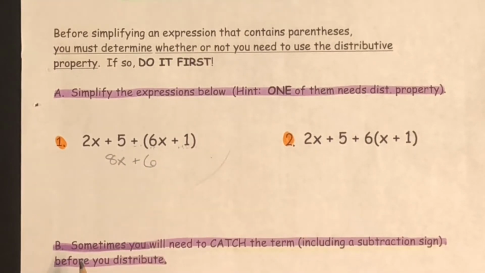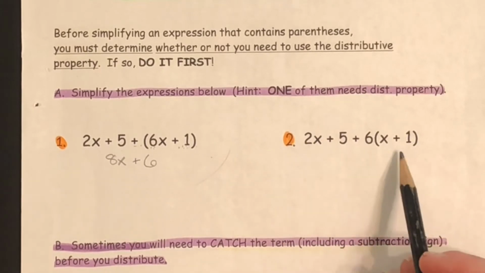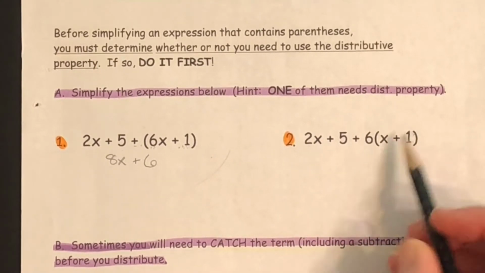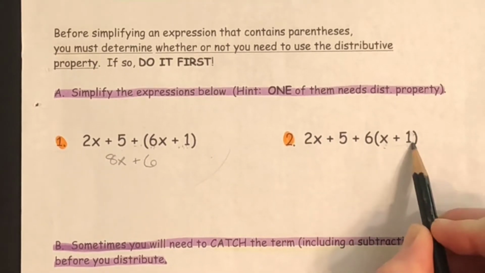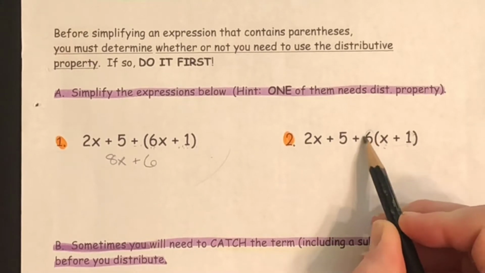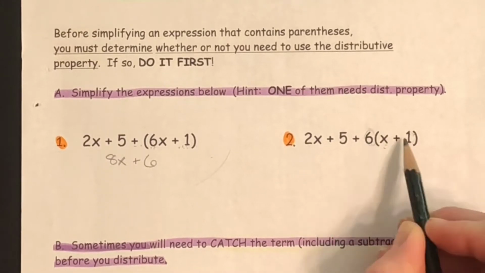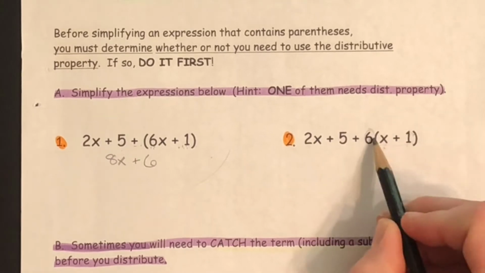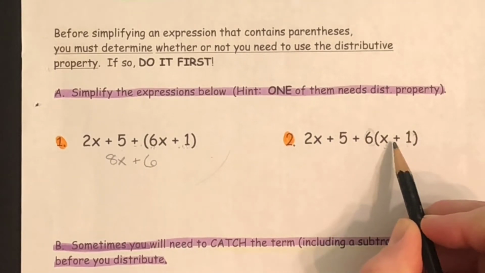That's all I do. On number 2, however, when I look at the parentheses, once again, I cannot combine these. But look, I'm multiplying a 6 times everything inside of the parentheses. So this will require distribution.